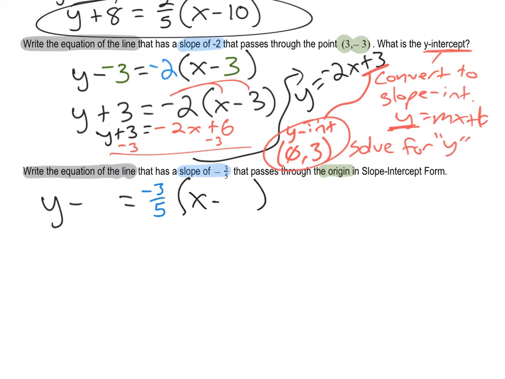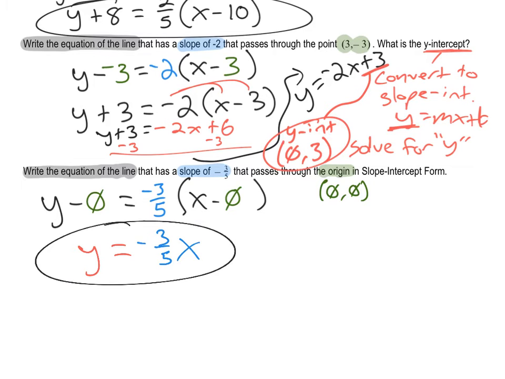What's the coordinate of the origin? 0, 0. Okay, so then we put in 0 for y, 0 for x. That right there is the point slope version of the equation. But we want the slope intercept. So simplify and solve for y. So when we do that, that 0 goes away to just be y equals. We distribute the negative 3/5. And anything times 0 goes away as well. So there's our final answer in slope-intercept form.